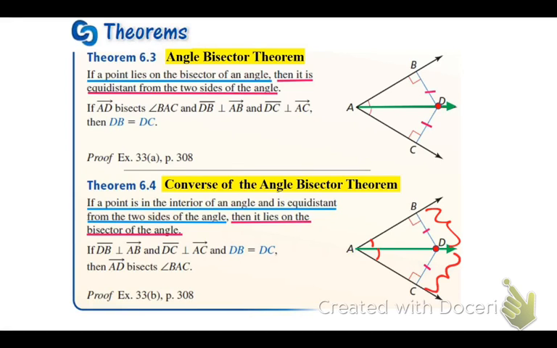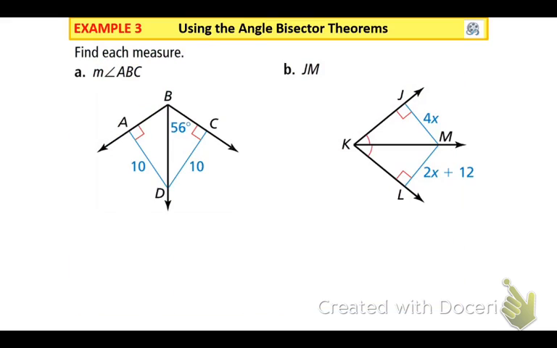All right, here we go. Using the angle bisector theorems. So letter A, we're trying to find the measure of angle ABC. What's my vertex of ABC? My vertex is a letter, so which letter? B. So I'm trying to find the measure of that whole angle of ABC, the one I've marked. All right? I know I have DA and DC. They're congruent. How do I know that they're congruent?